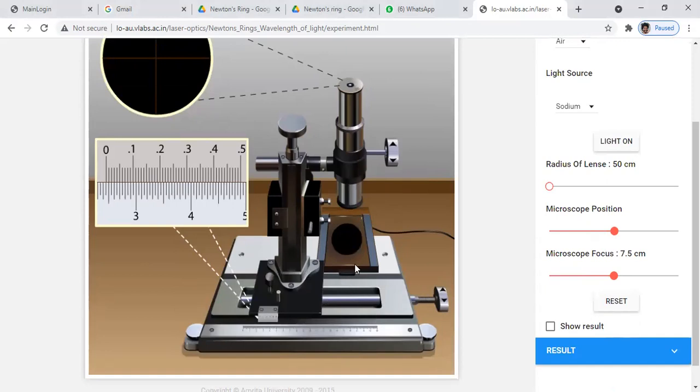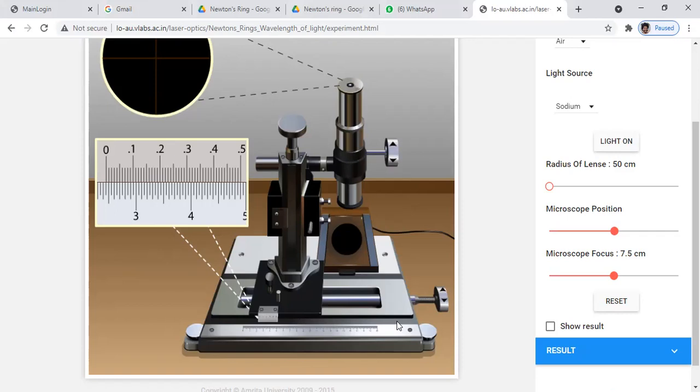Below the lens that glass plate is set, but it is not visible clearly here. This complete setup is our traveling microscope. The horizontal vernier and vertical vernier are here. This is the vertical vernier and this is the horizontal vernier. We are going to take readings only on the horizontal vernier.